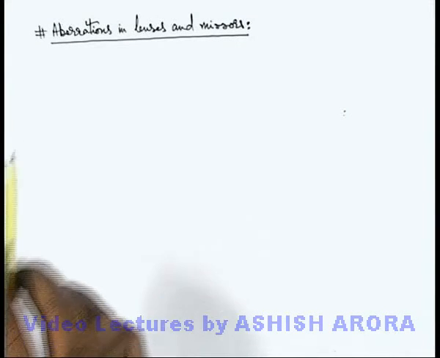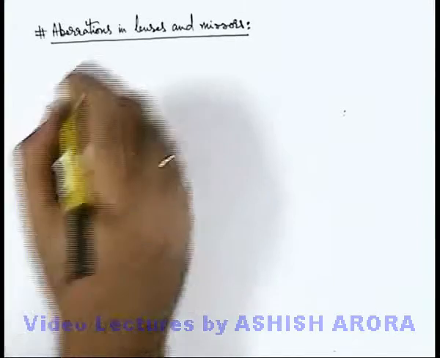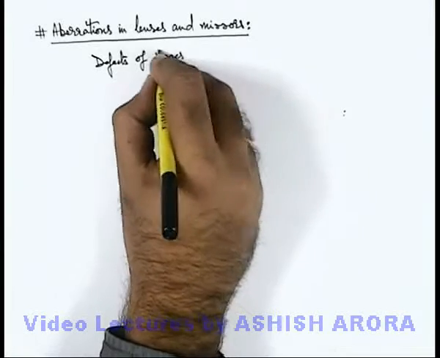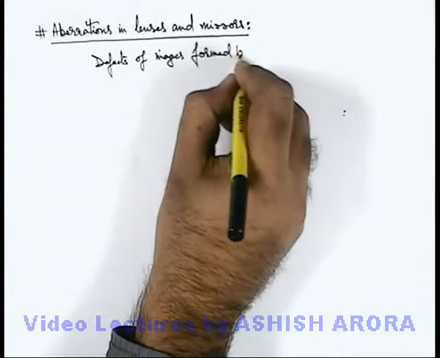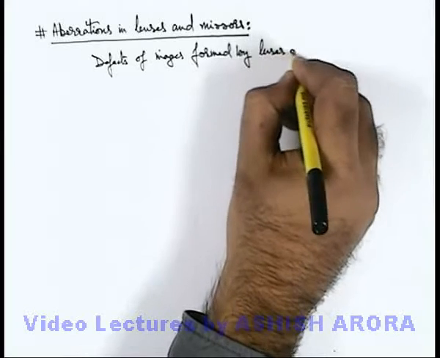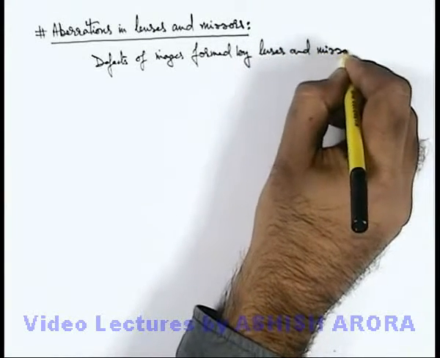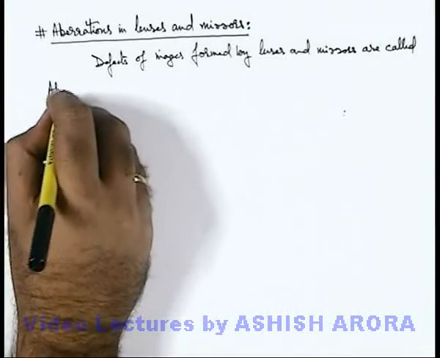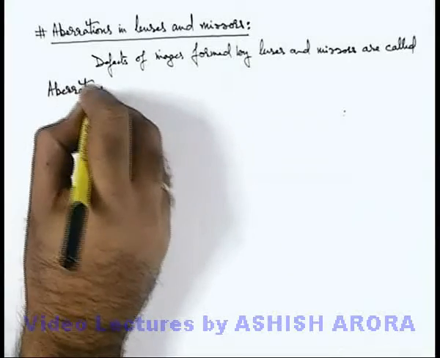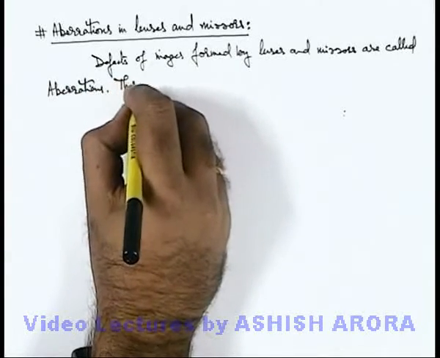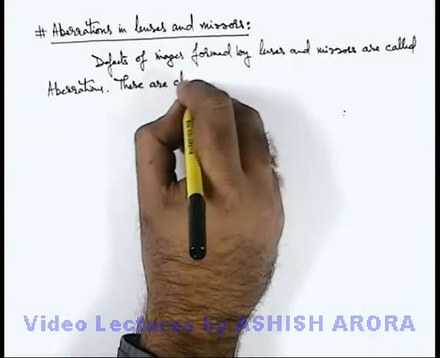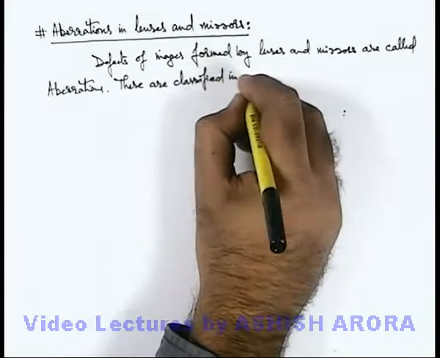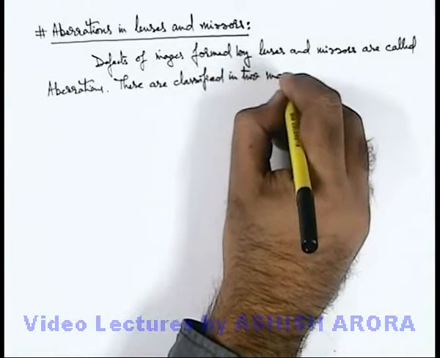Now we'll study aberrations in lenses and mirrors. Here we can write that defects of images formed by lenses and mirrors are called aberrations. And these are classified, we are talking about aberrations, these are classified in two main categories.